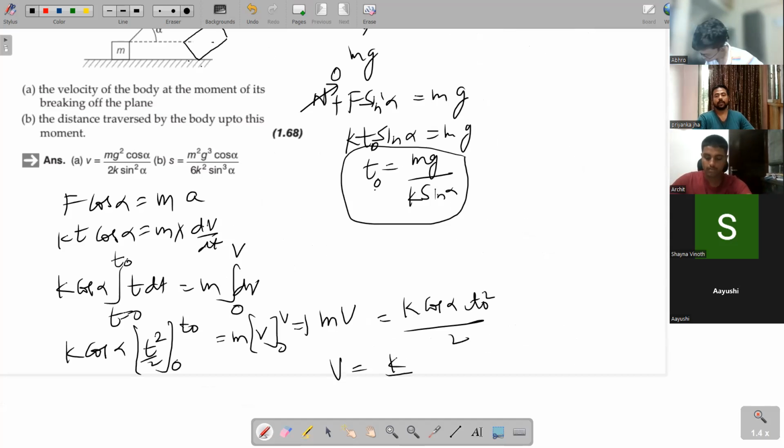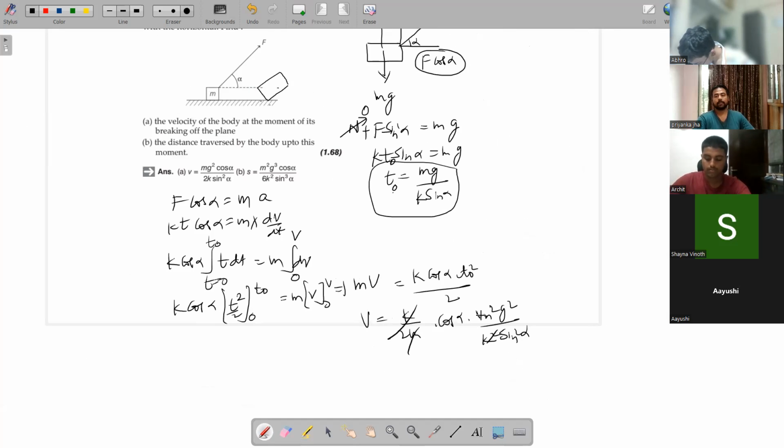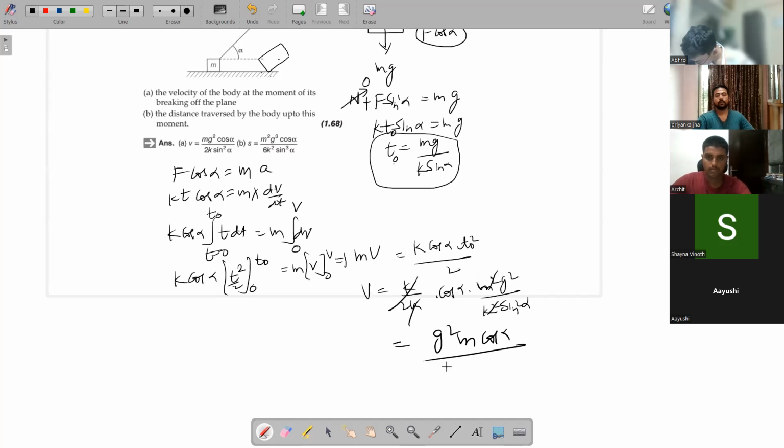So v will be k by 2m cos alpha, and t naught is m square g square upon k square sin square alpha. Now you can see k and k cancel, m and m cancel. So this is g square m cos alpha upon 2k sin square. So the answer is m g square cos alpha upon 2k.